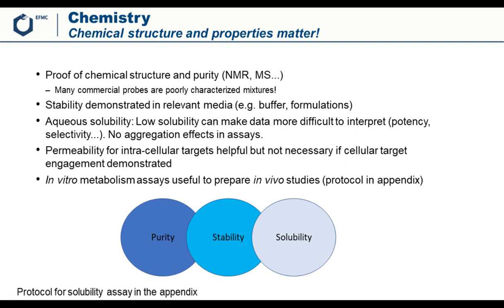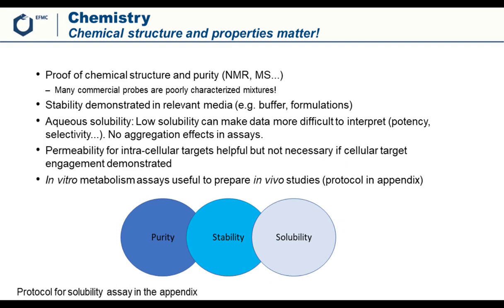And as mentioned before, it's important to measure aqueous solubility because low solubility can make data more difficult to interpret, in particular potency and selectivity. You can understand this by thinking that if your solubility is lower than the potency you measure, you cannot be sure that there's enough compound to elicit the effect. Now, as we said for several other guidelines, it's not because a compound has a low solubility that this necessarily is a bad probe, but you should at least check it in order to make sure you have proper validation. So these are the most important points: purity, stability, and solubility.